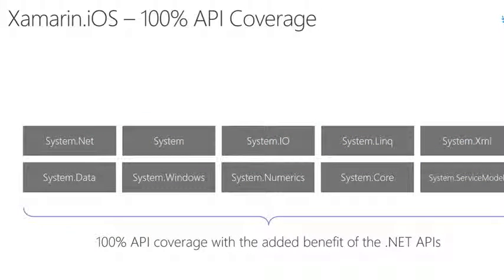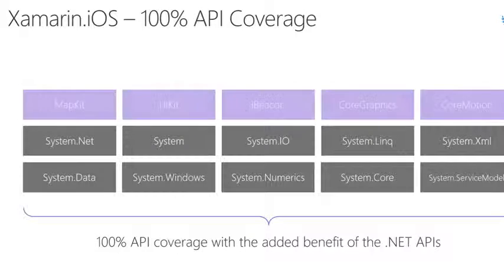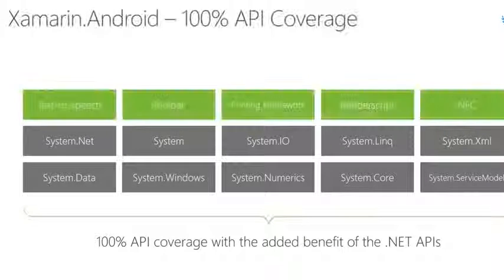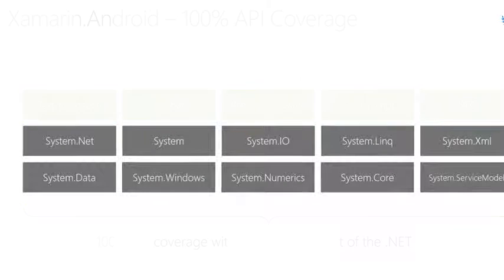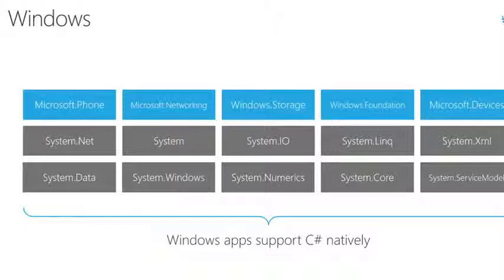Now you might be wondering about API coverage. Now, can we use all of the features available to Swift developers? Can we use all those great new iOS 10 features? Well, yeah, the answer is yes, absolutely. Xamarin has 100% API coverage, but all accessible in C#. It's the exact same story on Android. 100% API coverage, and again, all available in C#. And can't forget about Windows. Windows is fantastic, of course. Microsoft already provides all of their development tools and APIs in C#.